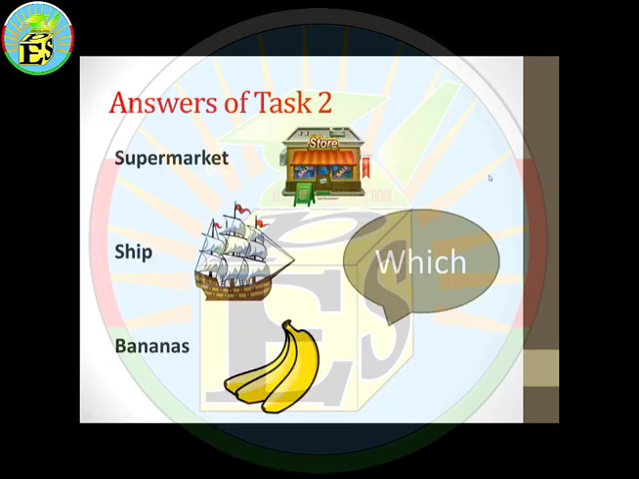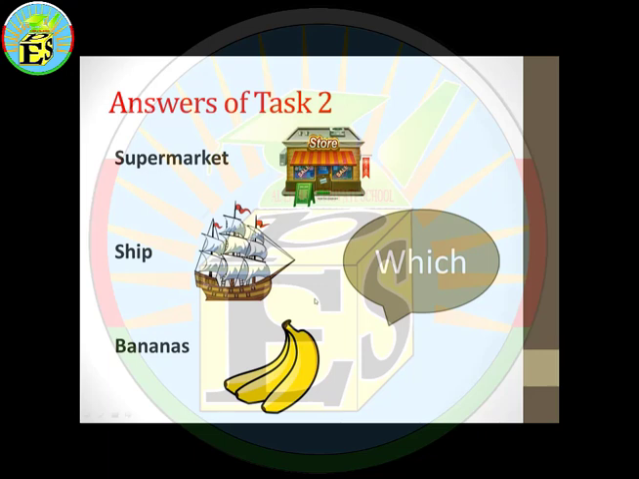For the rest of the pictures, we talked about the supermarket, we talked about the ship, and we talked about the bananas. And all of these are considered to be things. The relative pronoun that we use with things is which. The supermarket, which. The ship, which. The bananas, which.